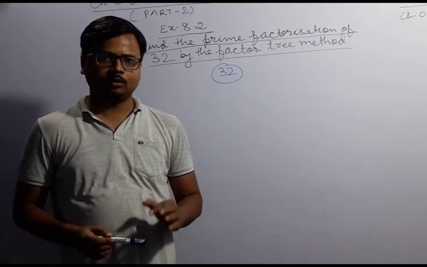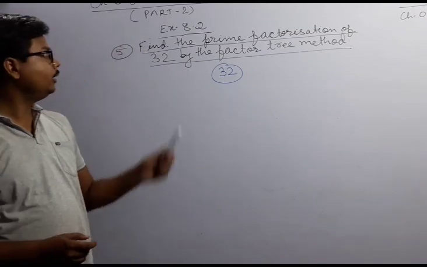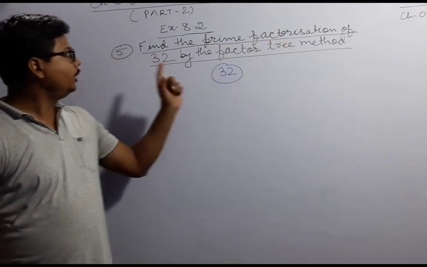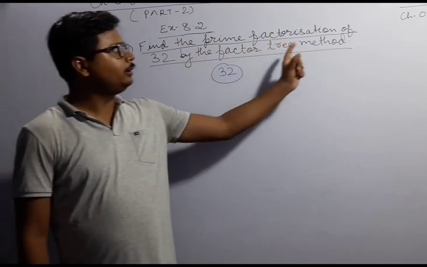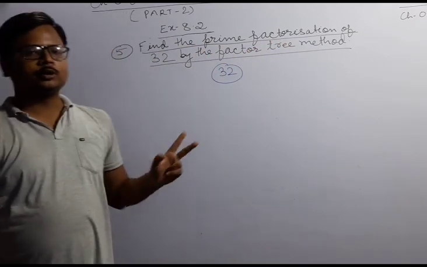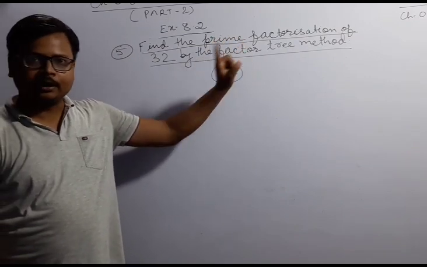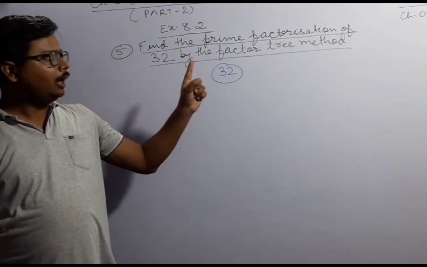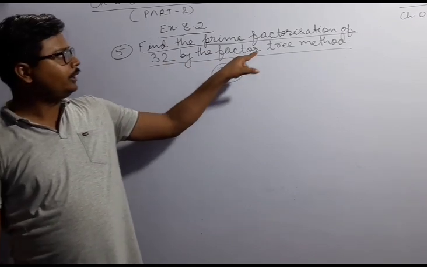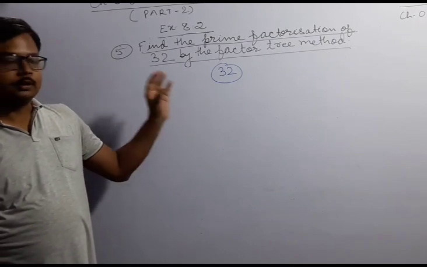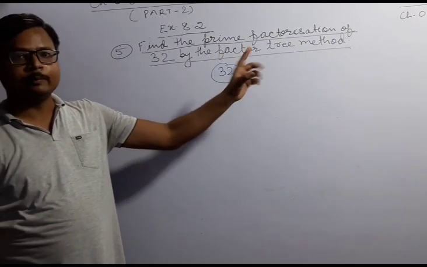Now let us come to question number 5, that is, find the prime factorization of 32 by the factor tree method. See, in this question there are two parts. First of all, it is prime factorization. It is not a simple factorization, and we have to do it by the factor tree method. So let us see how we can solve this question.